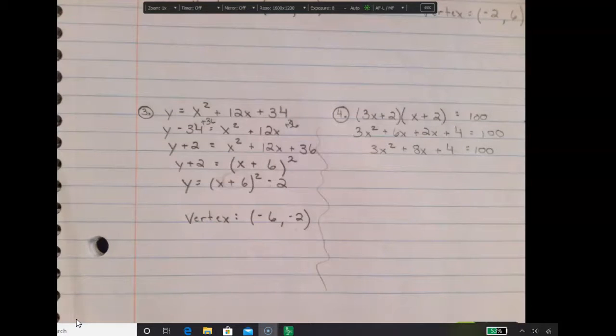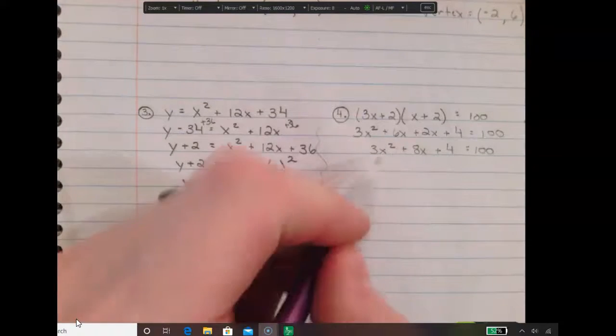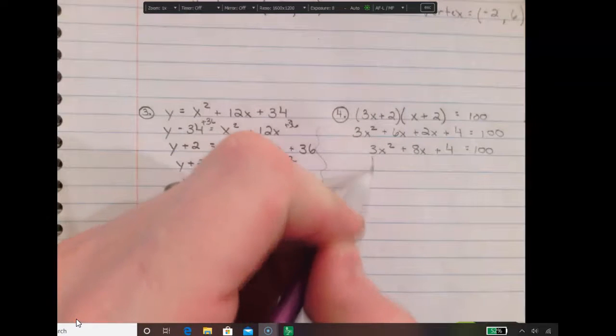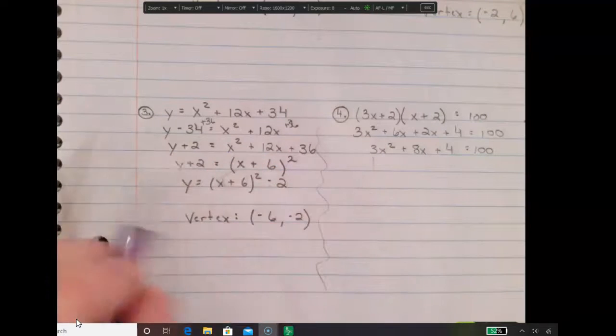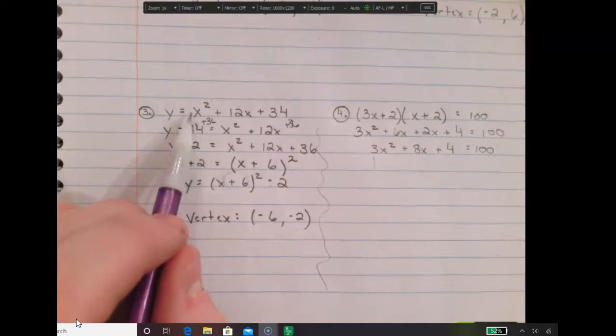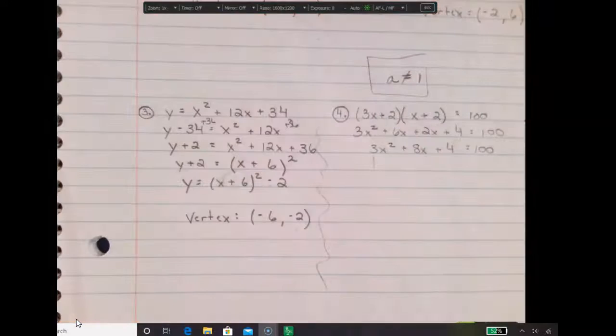And again, how this problem separates itself from the rest of them is because my leading coefficient, the one with my x squared, is a whole number. We've been dealing with every problem so far where it's just been x squared. So these problems are specifically when a is not equal to 1. That's what this number 4 problem focuses on. Anytime you're solving a problem and a is not equal to 1, the steps to going about solving it are still very similar.